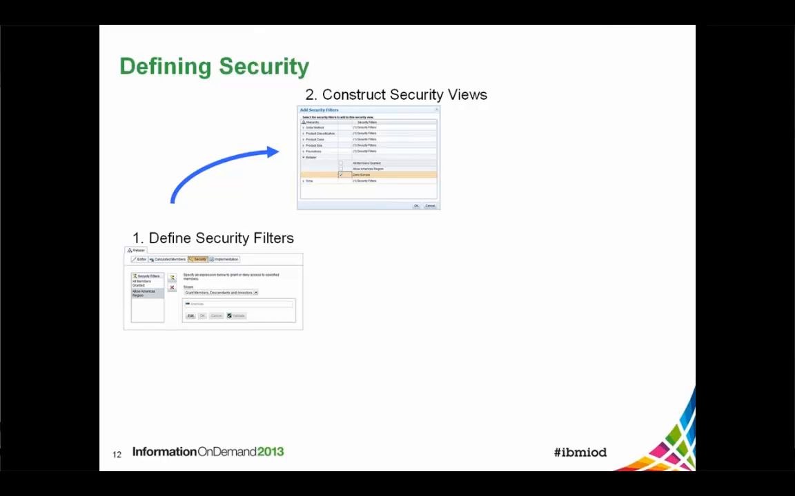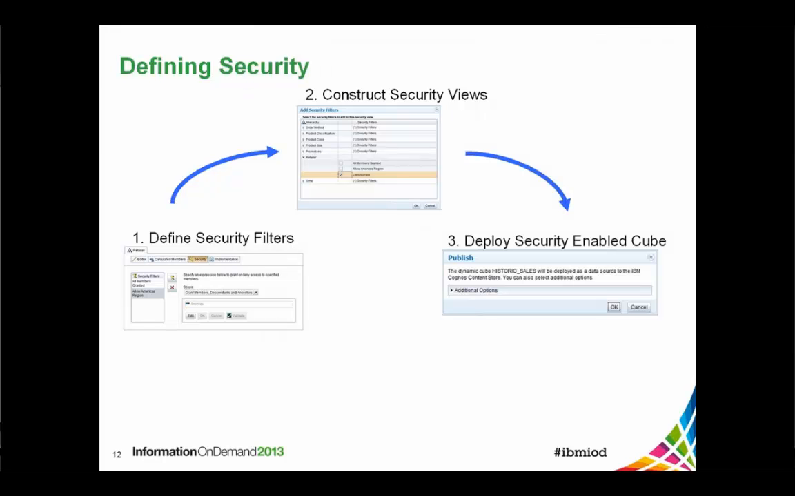After defining the security filters on a hierarchy, you construct the security views. This can be a combination of hierarchy security filters on the members and also the dimension, measure, or attribute restrictions. The filters and security views are defined in the cube designer. Once you've made these security views, you would republish the cube or deploy the security-enabled cube with that new security information.